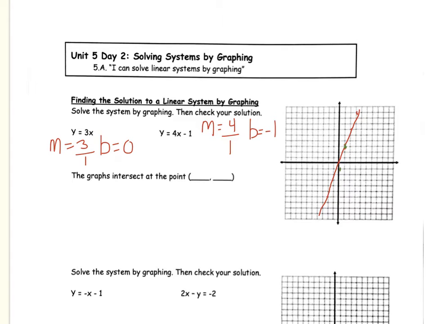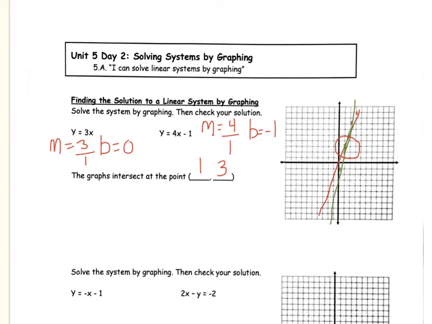I can already see where it's going to intersect. 1, 2, 3, 4 over 1. It's really clear that it's going to intersect right here. And that point would be over 1 up 3. Our intersection point is over 1 up 3. So that is really nice. Over 1 up 3.